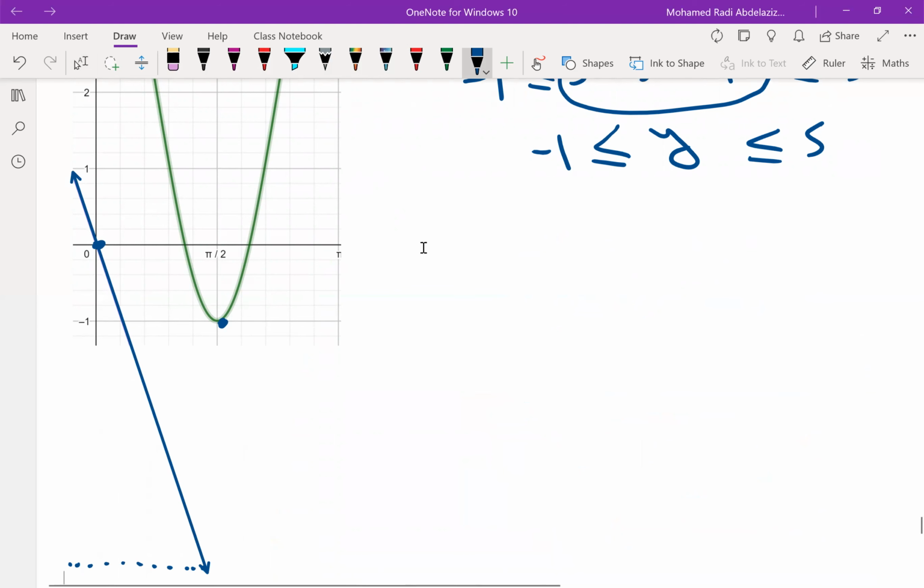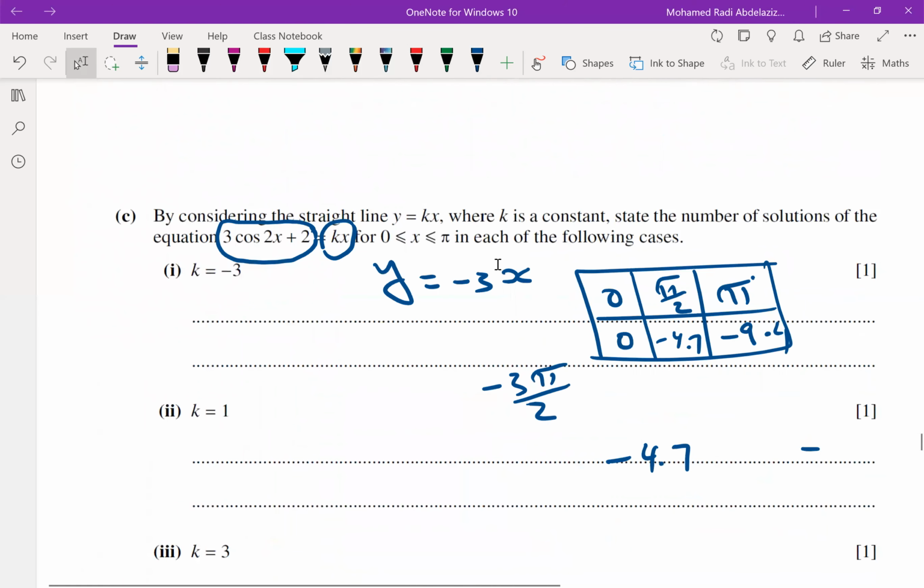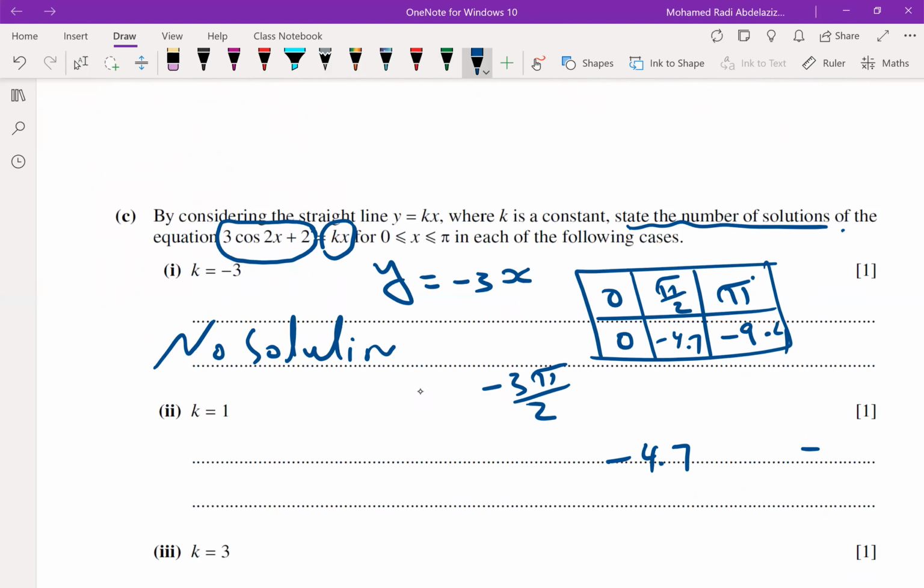By joining the line, does the line cut the curve at any point? No. So when I ask you to solve this equation graphically and give the number of solutions, state the number of solutions. So the first one, no solution, so 0 solutions. You can write no solution or 0 solutions.